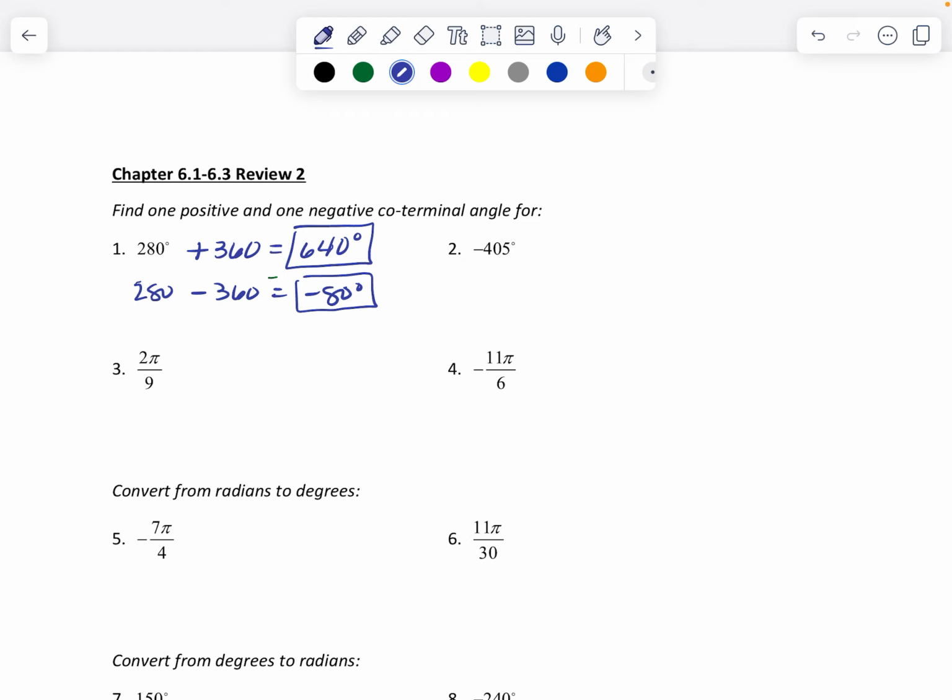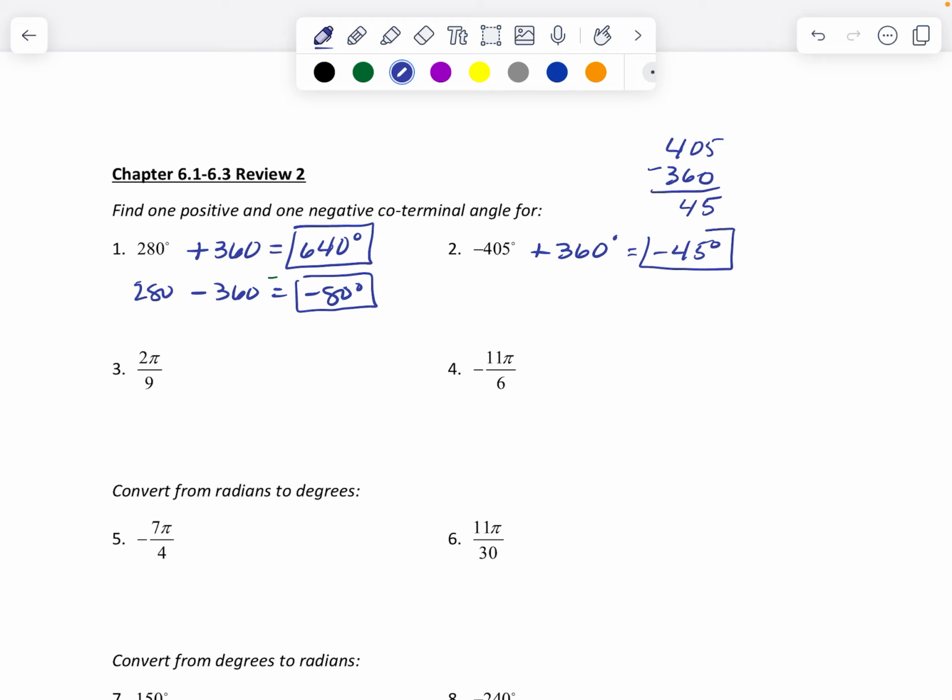Same thing for number 2. If you have negative 405, it's kind of a big negative one, so I'm going to go and add 360 and see if it makes it smaller. And if you're having a hard time adding that, just go 405 minus 360, and you know the answer is going to be negative because the 405 is the bigger one and it's negative. So if you subtract that, that's 5. 10 minus 6 is 4, so it's going to be 45 degrees, but it's going to be negative. So you have negative 45 degrees, okay?